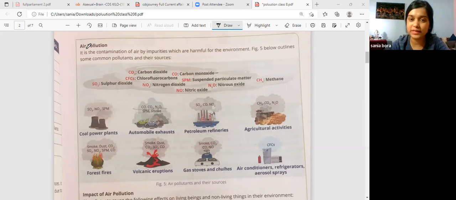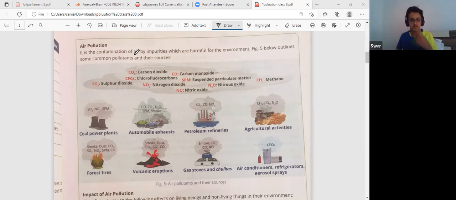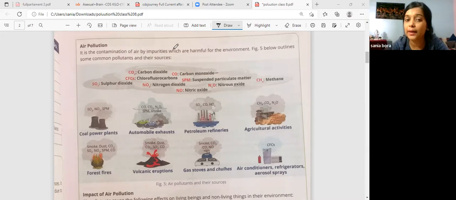Air pollution. So what is air pollution, ma'am? It is the contamination of air. There we were writing environment because that was pollution, which can be of different types: air pollution, water pollution. So it is the contamination of air by impurities which are harmful for the environment. So these are the pollutants.